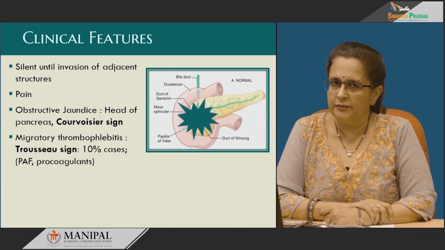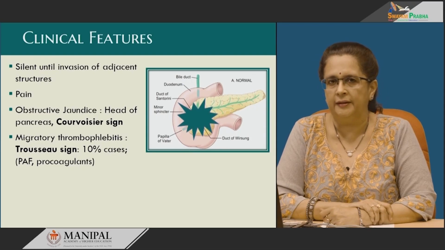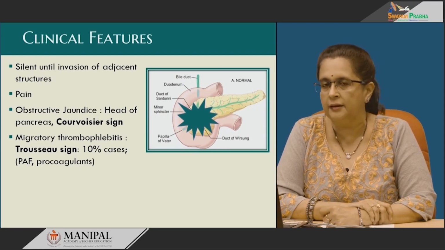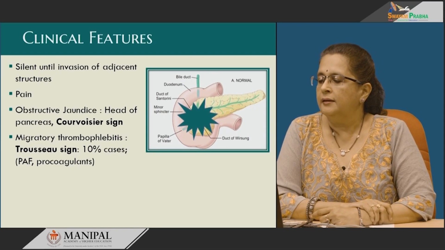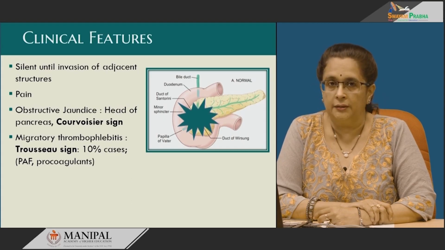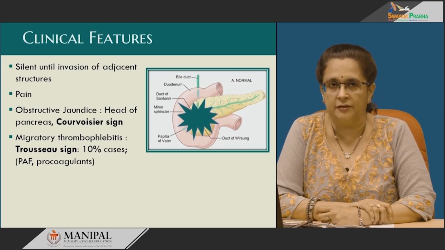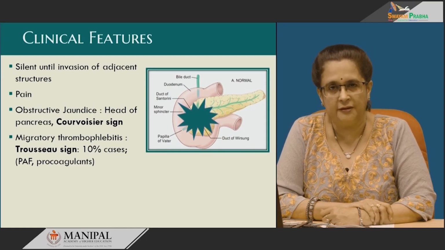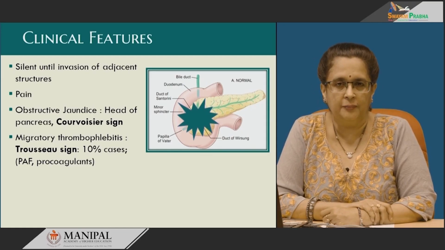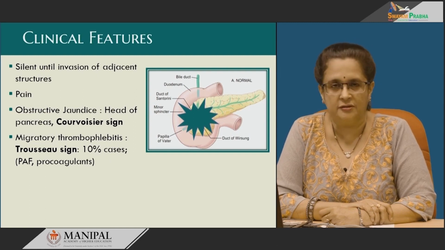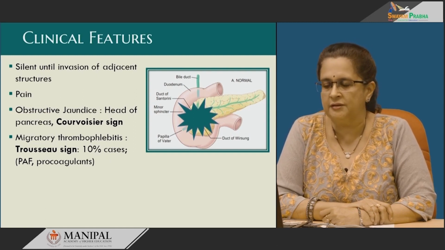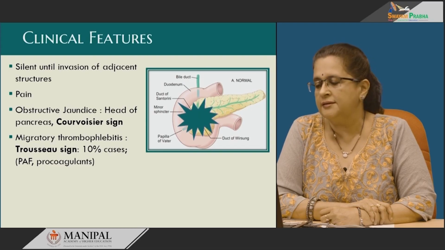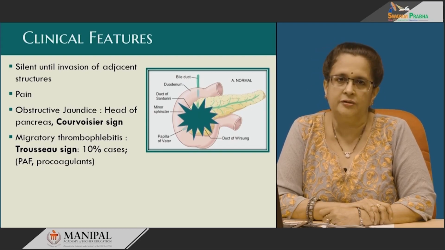Another sign secondary to necrosis seen in pancreatic carcinomas: the necrotic components can give rise to activation of platelets because of release of platelet activating factor and procoagulants, and this may result in migratory thrombophlebitis. This is also known as Trousseau's sign and is seen in 10% of the cases. This was discovered by Armand Trousseau, who also had the malignancy and therefore discovered this sign in himself.